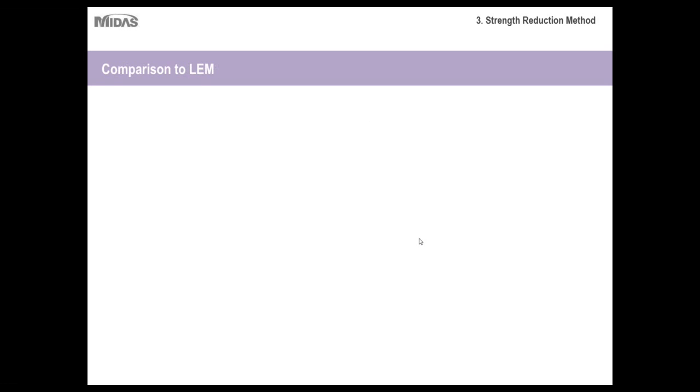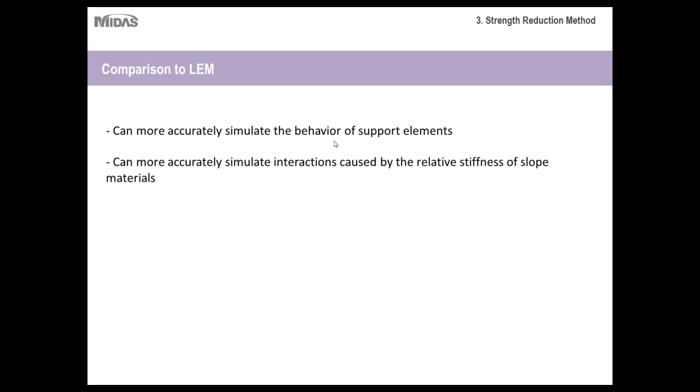Okay, now let's take a direct comparison to the limit equilibrium method. As far as the shear strength reduction method is concerned, it can more accurately simulate the behavior of support elements. For example, if you have tiebacks, retaining walls, soil nails or anchors, the shear strength reduction method can more accurately simulate that behavior. And it can more accurately simulate interactions caused by the relative stiffness of slope materials.